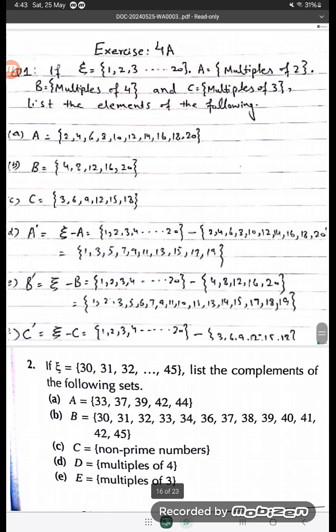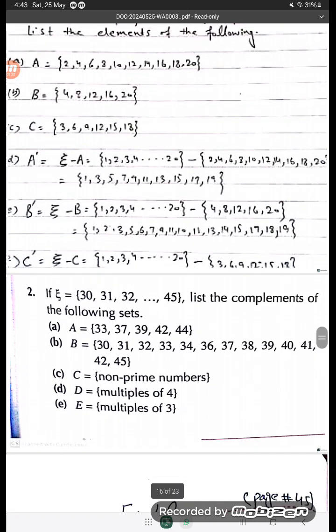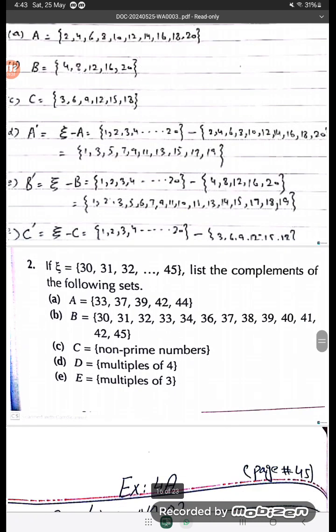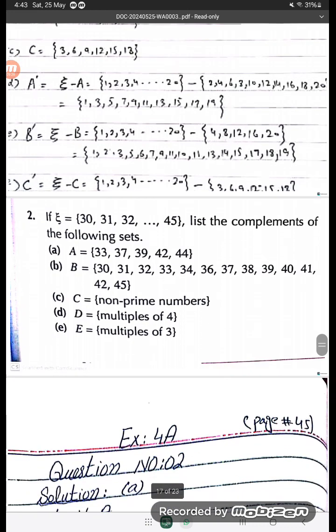B complement is the universal set minus B, and C complement is also equal to the universal set minus C. In question number 2, the universal set starts from 30 and ends at 45: 30, 31, 32, 33 and up to 45.